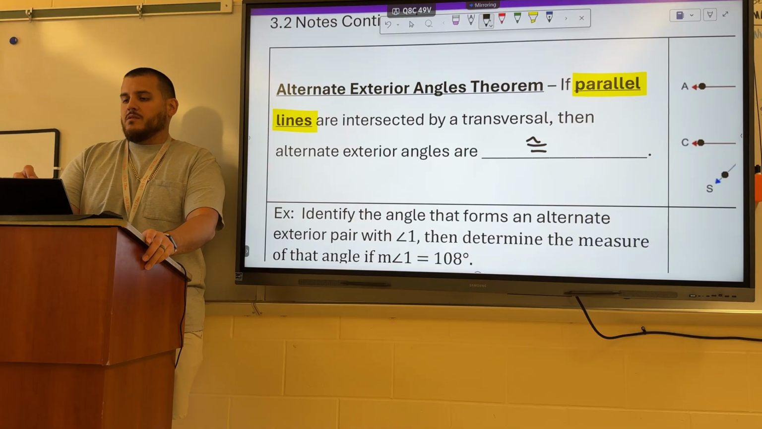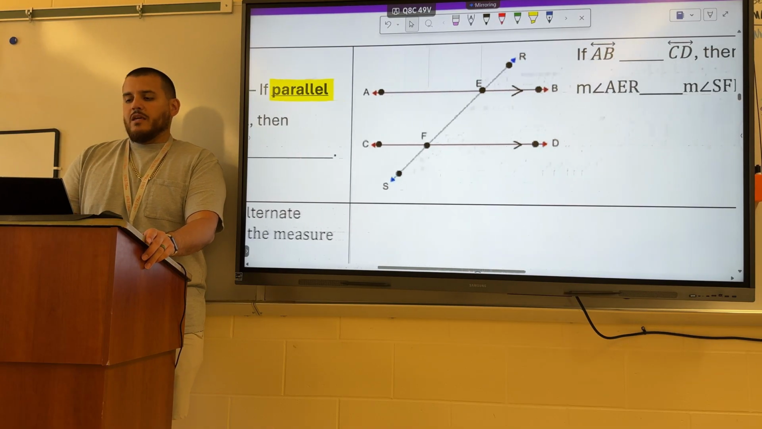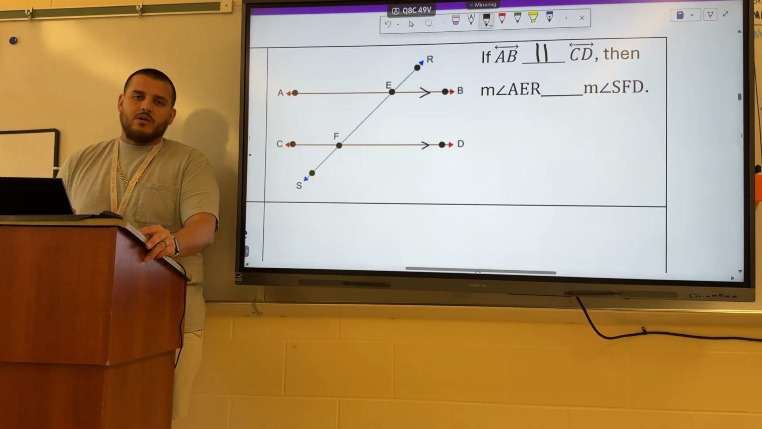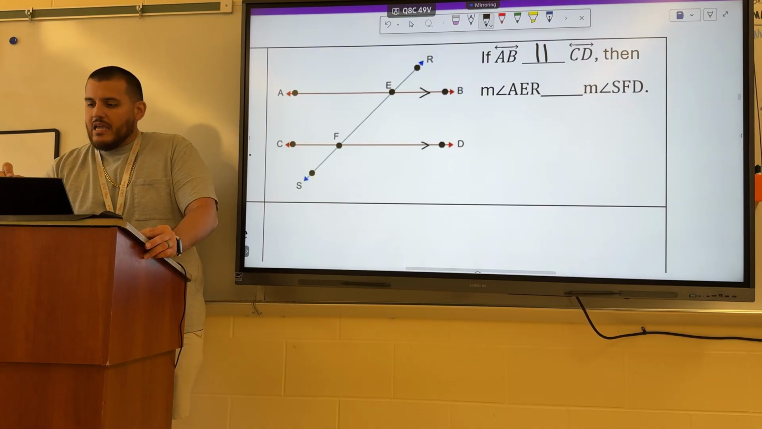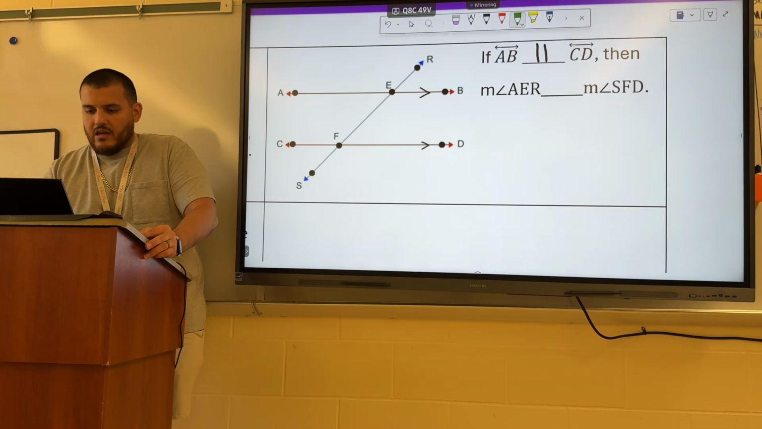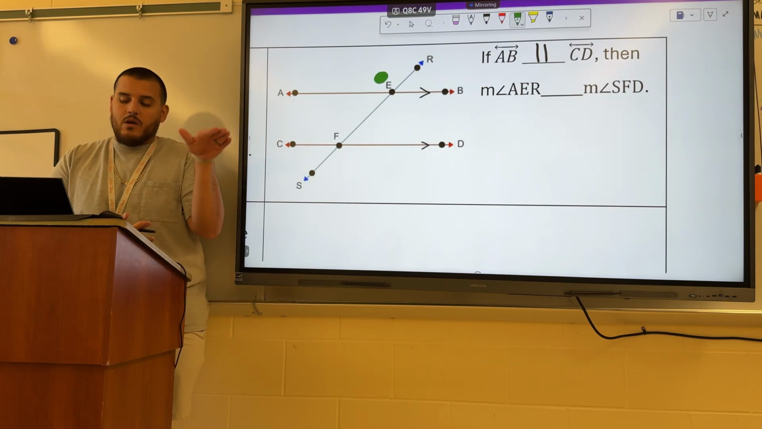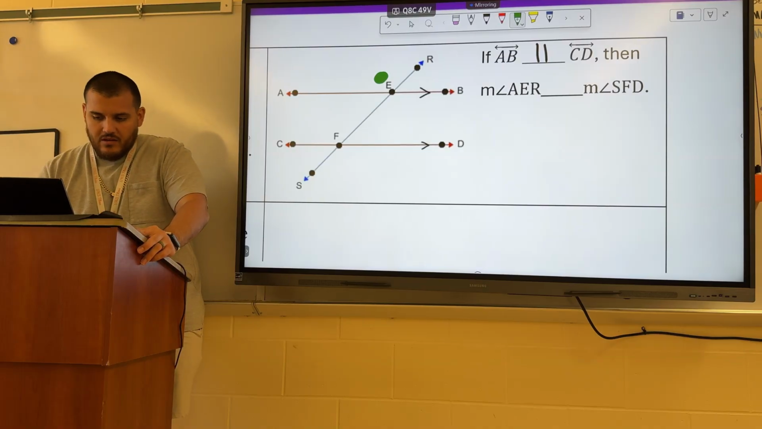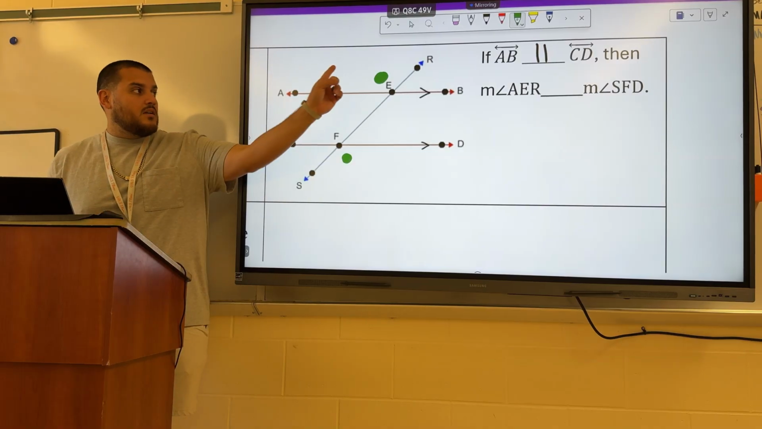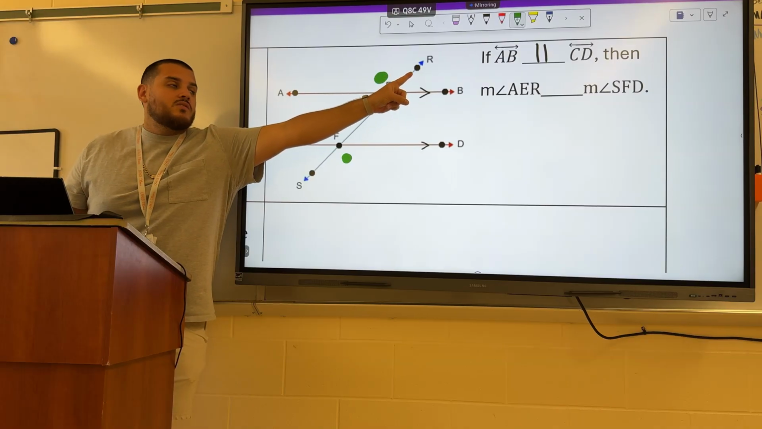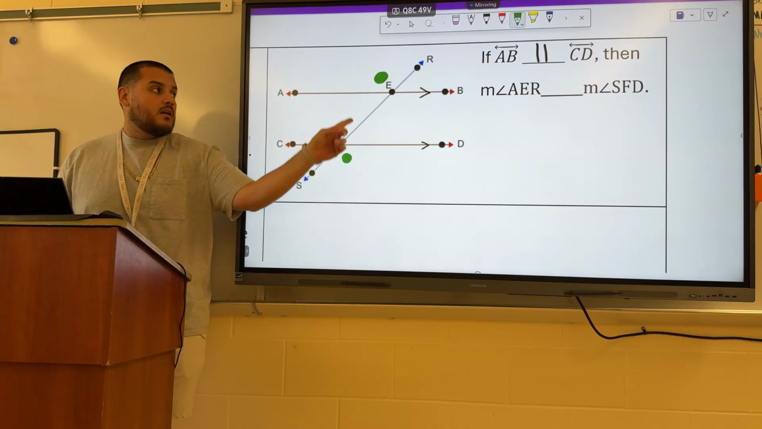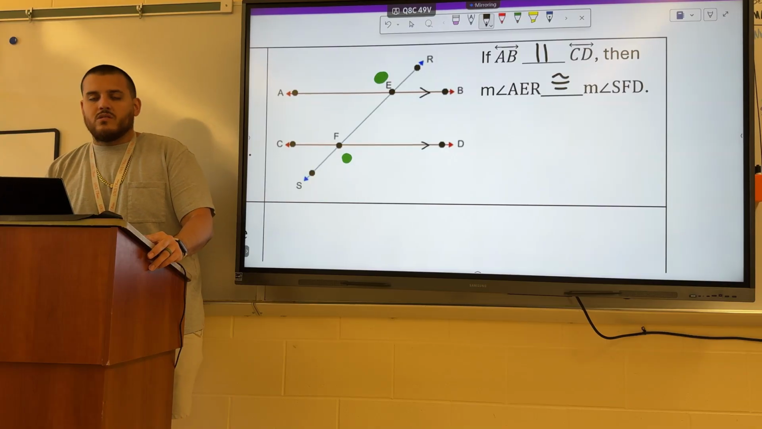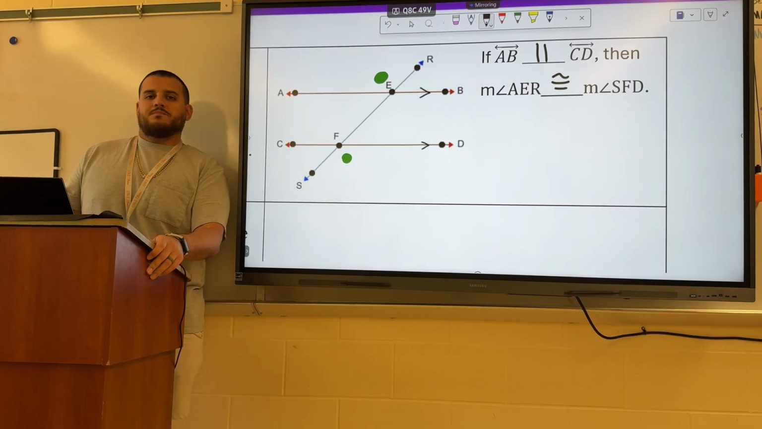all of these theorems. As we look at our visuals here, again, we have line AB being parallel to line CD, because they have a matching amount of arrows. Angle AER, which is this angle right here, it's exterior, it's outside of my parallel lines, would be alternate exterior to angle SFD, which is this one. Remember, alternate exteriors, you go to the opposite side of the transversal and then to the opposite line. So these are here, and again, on parallel lines, these alternate exterior angles are congruent to each other.